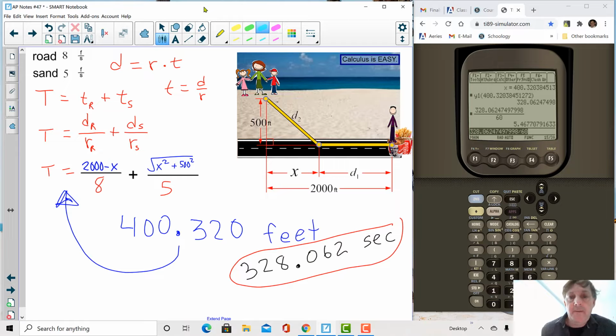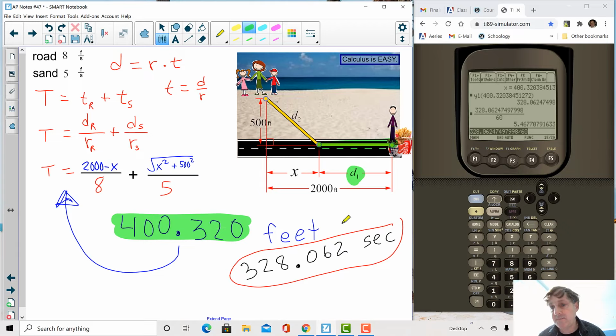Now, for this question, I want you to notice that I deleted all the words because I needed more space to write. But basically what they wanted to know for this question was, how long do you walk along the road before you cut across through the sand? And so what they really were asking for was d1. Remember, d1 is going to be 2,000 minus x. This is our x, so we just want to do 2,000 minus that number. We can plug that in the calculator. There we go, 2,000 minus our x.